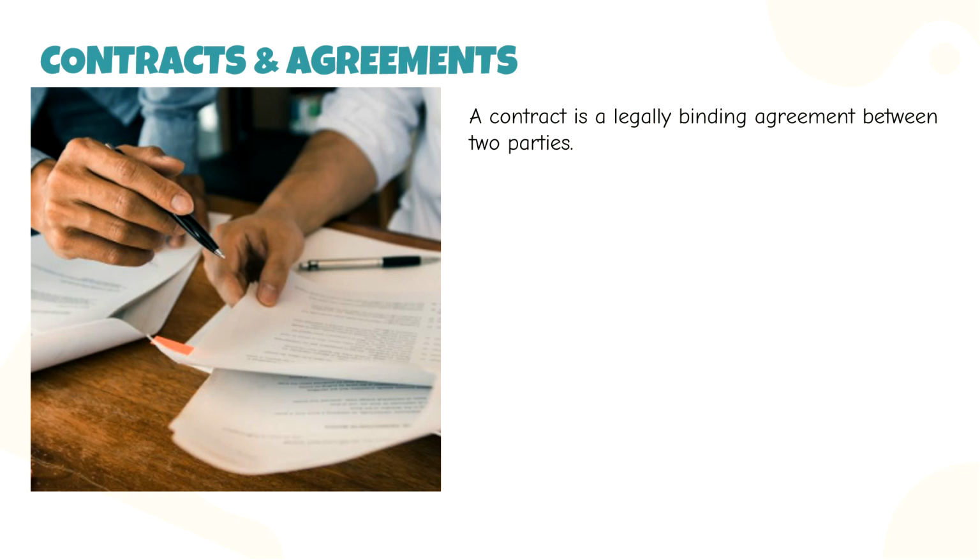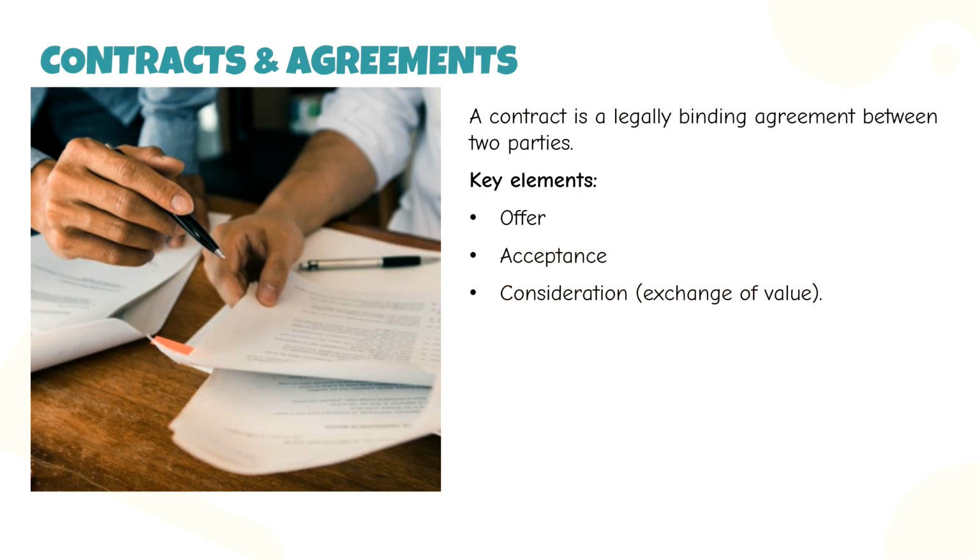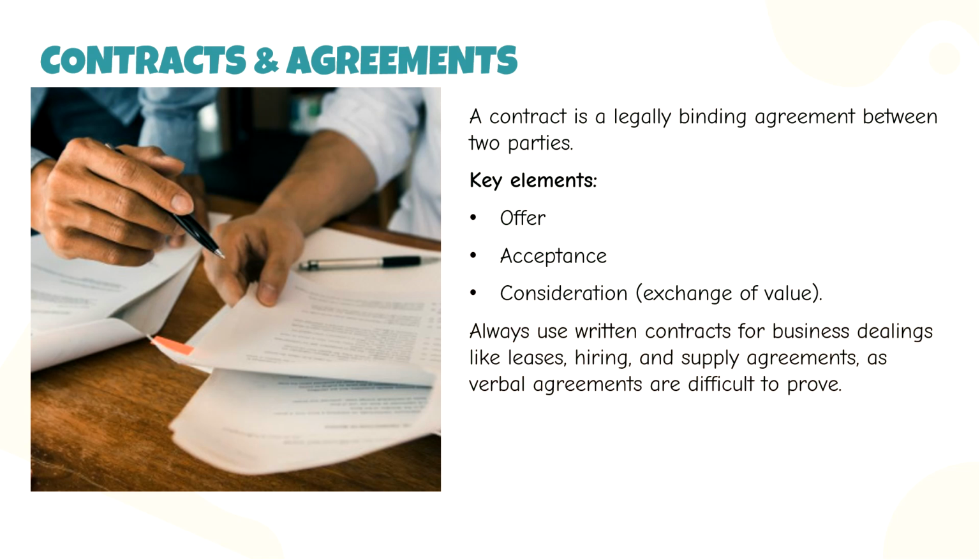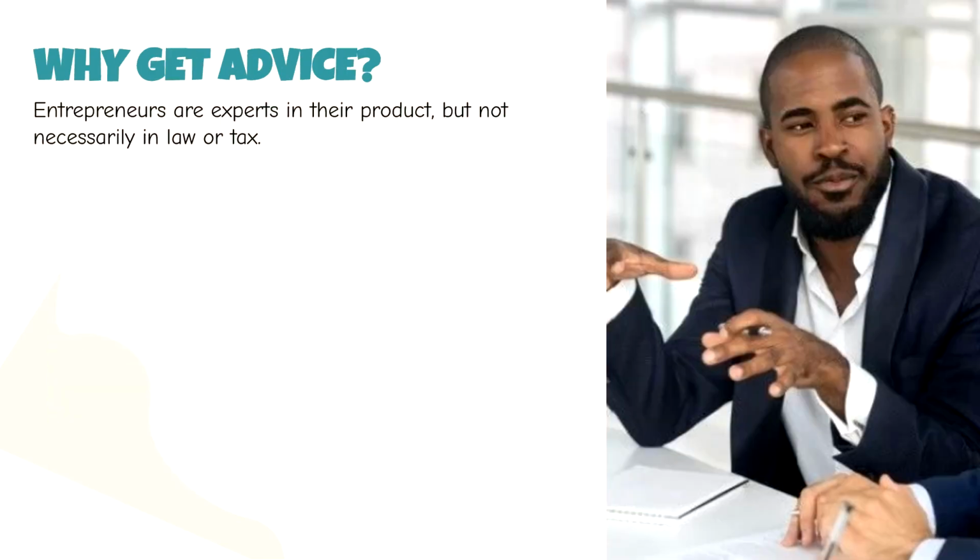Contracts and agreements are an important part of running a business. A contract is a legally binding agreement between two parties and it consists of the offer, acceptance, and consideration, which means consideration refers to the exchange of value. Written contracts are always used for business dealings such as hiring and supply agreements. However, verbal agreements are more difficult to prove.